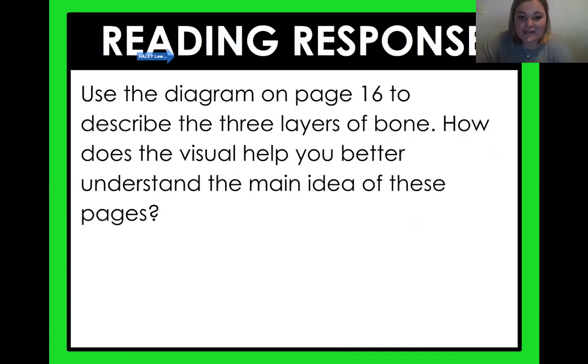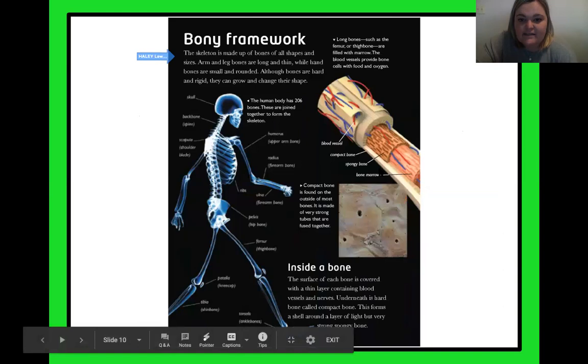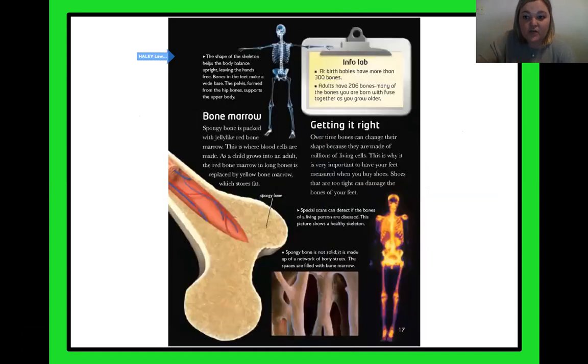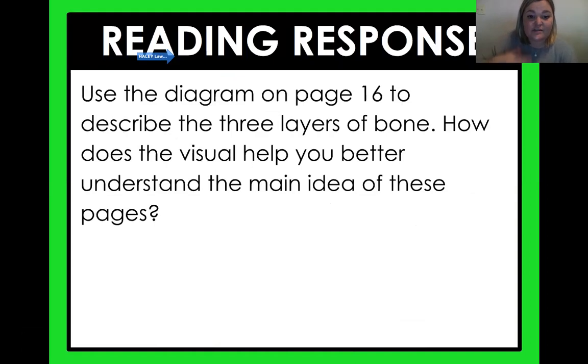Your turn, reading response. You're going to go back to page 16 and use the diagram to describe the 3 layers of bone. How does the visual help you better understand the main idea of these pages? So we're going to go back. It's asking, how does this diagram right here help you figure out those 3 layers of bone? And then how does it help you figure out what the main idea is for the whole page? On Seesaw, that page is included, so you can look back for those details.